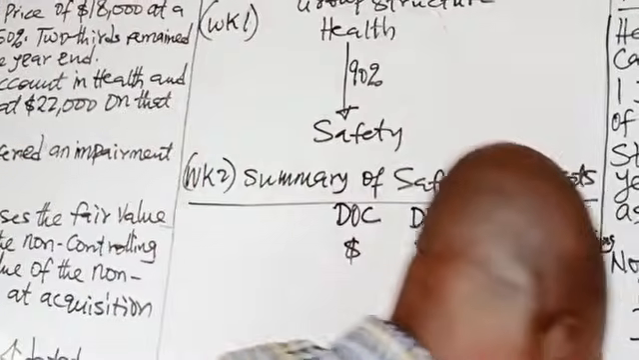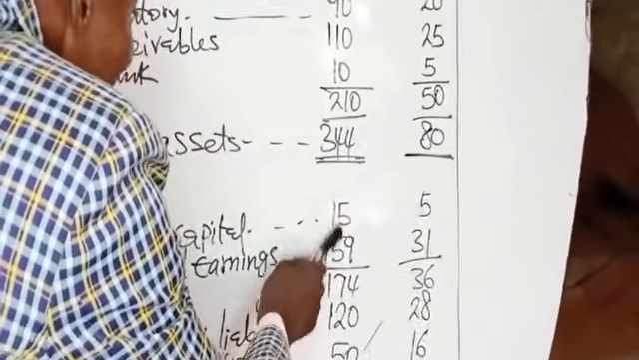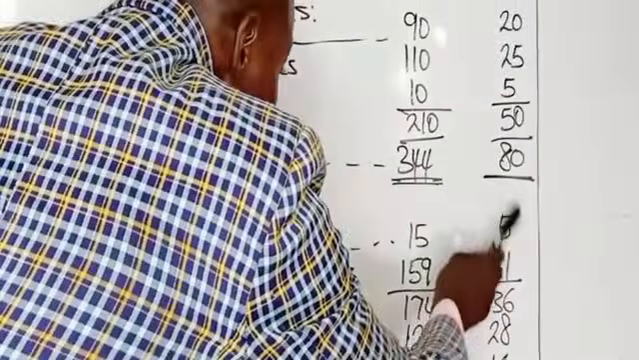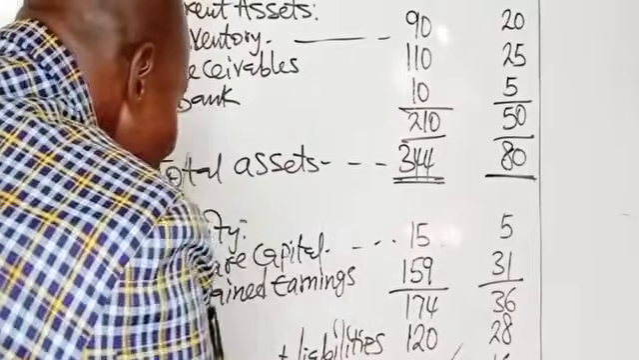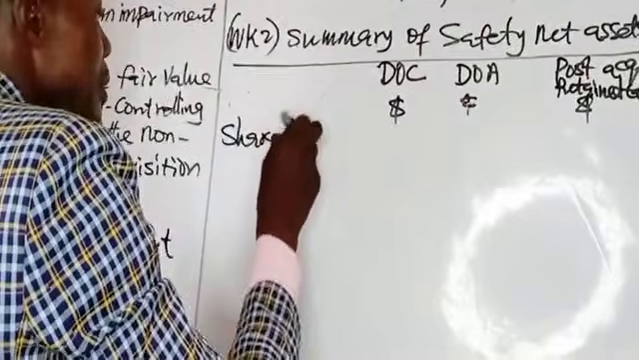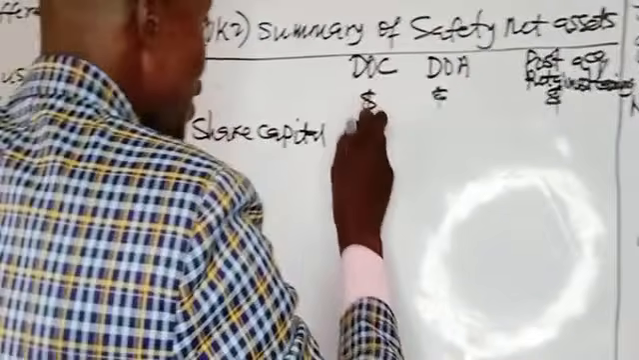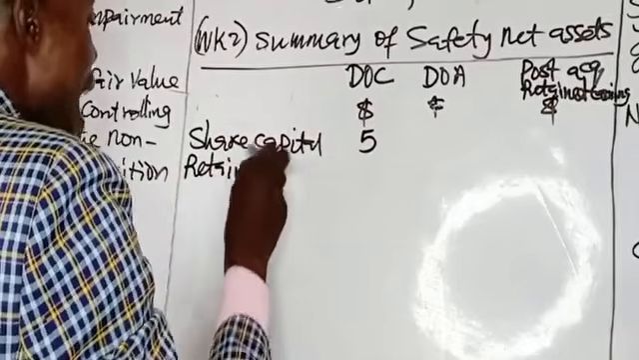Now, the first thing I said, you should lift your equity. You have share capital. This is for Hertz. The Hertz is the parent. You don't need the parent. This is for Safety. What you need is for Safety. We have share capital Safety 5, retained earnings Safety 31.